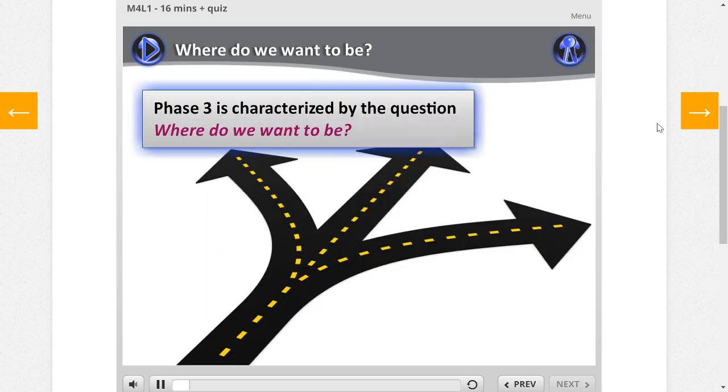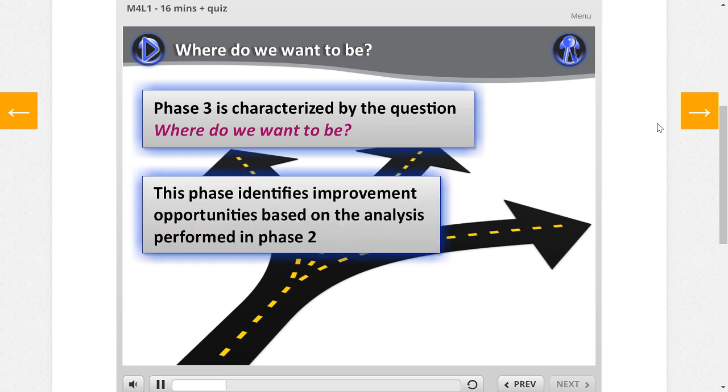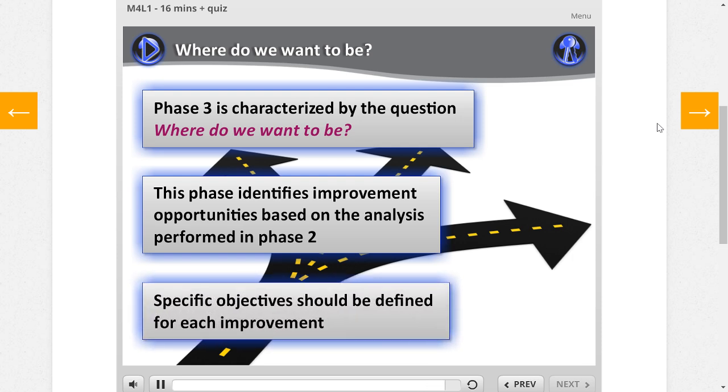Phase 3 is characterized by the question, where do we want to be? This phase identifies improvement opportunities based on the analysis performed in Phase 2. Improvements will be different in terms of cost, benefit, and payback time. Priority should be given to those improvements that give most benefit, quickly and cheaply, so as to build and maintain commitment. Of course, longer-term opportunities should not be ignored. They can be pursued in parallel with the quick wins. Specific objectives should be defined for each improvement.